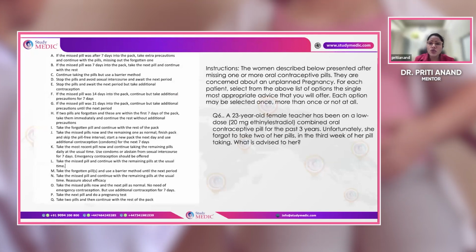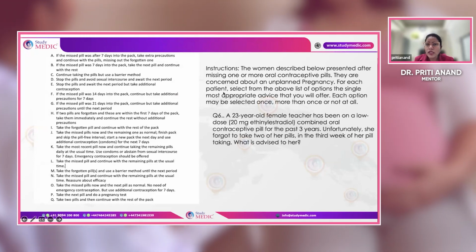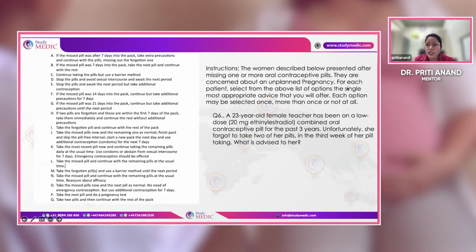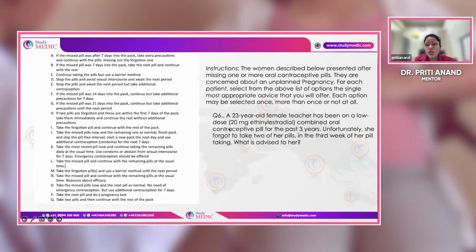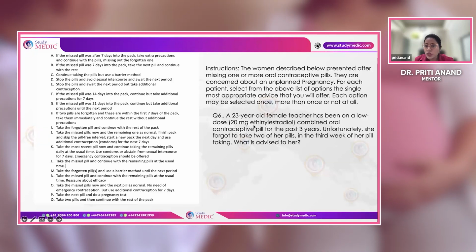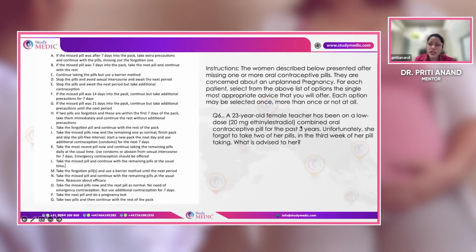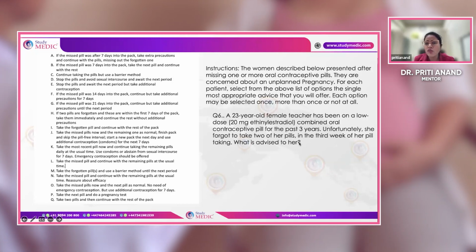Okay. So in these questions, you have to see that the patient was taking some contraceptives which are missing, and she is concerned about an unplanned pregnancy. For each of the patients, select from the above list the most appropriate advice you will give her. A 23-year-old female teacher who is on low dose 20 microgram estradiol containing combined oral pills for the past 3 years. Unfortunately, she forgot to take 2 of her pills in the 3rd week of her pill taking.